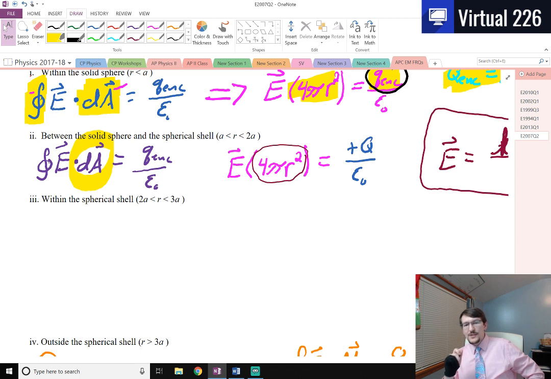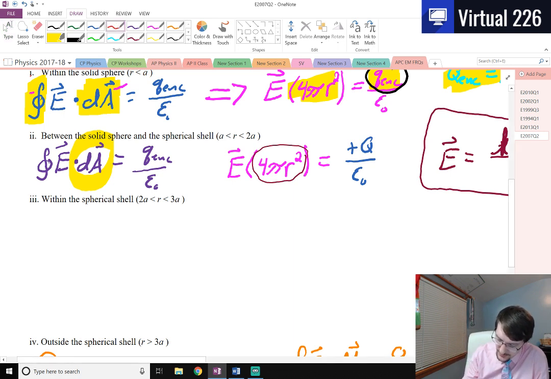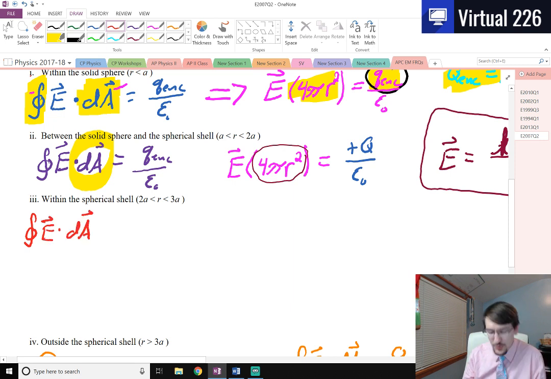And the reason why it's tricky is trying to figure out how much charge you're enclosing. That's the tricky part here. Because we know we're still going to use Gauss's law. And you see me writing this over and over again because that is what the College Board and the graders want to see. They want to see that you are using Gauss's law and that you are applying it appropriately. So we write it again.